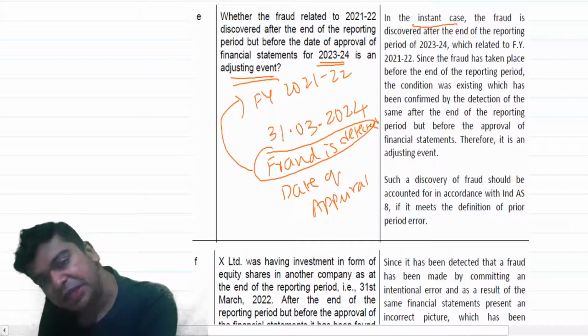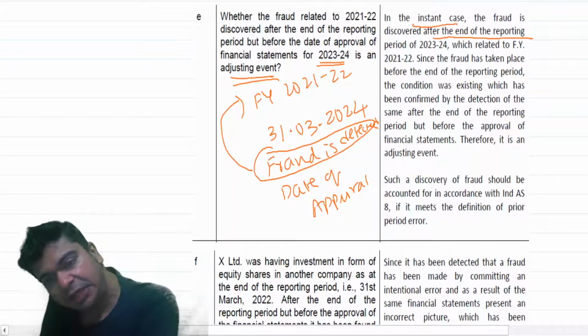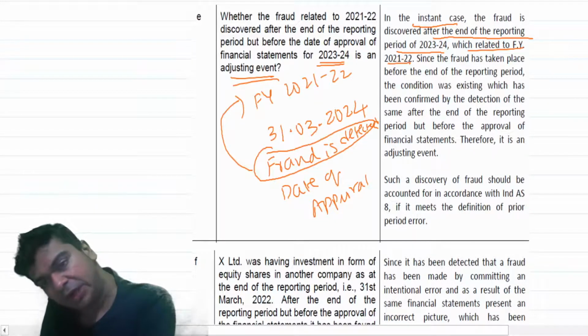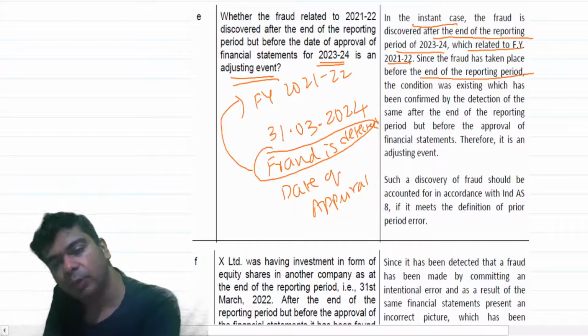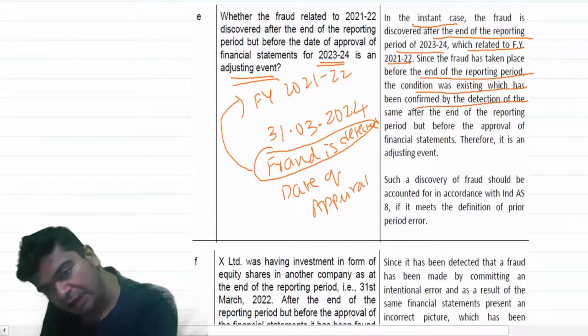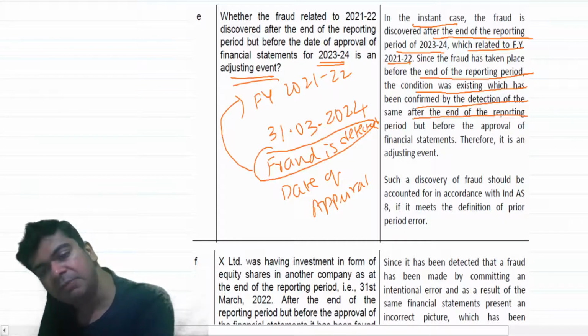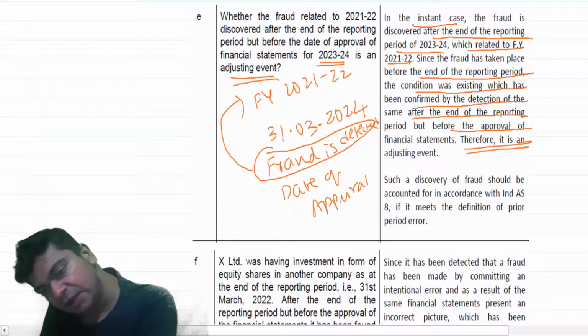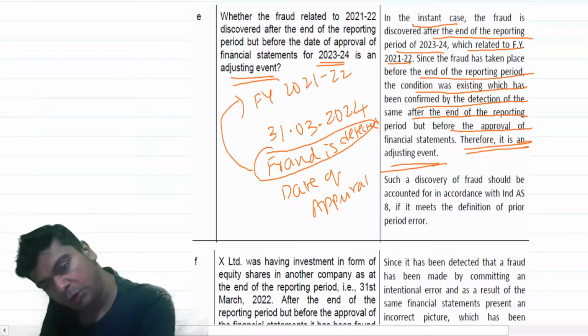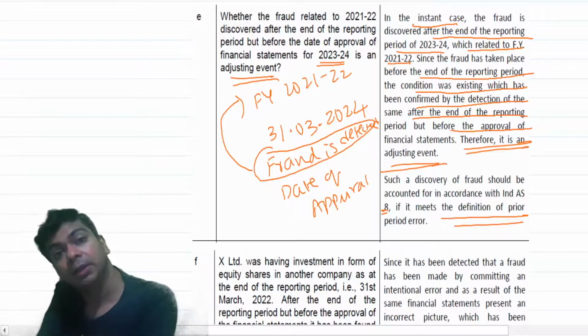In the instant case, the fraud is discovered after the end of the reporting period 2023-24, which is relating to the financial year 2021-22. Since the fraud has taken place before the end of the reporting period, the condition was existing, which was confirmed by its detection after the end of the reporting period, but before the approval of financial statements. Therefore, it is an adjusting event. Such a discovery of fraud should be accounted for in accordance with Ind AS 8 if it meets the definition of a prior period error.